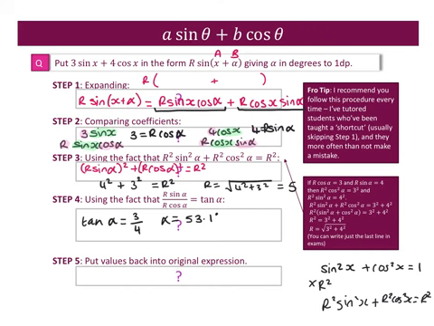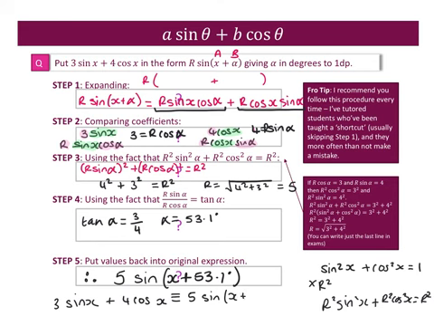So now I have all the information that I need. I have r, which is 5. I have alpha, which is 53.1. I can now write it in this form. So there we go: 5 sine of x plus 53.1 degrees. This is what 3 sine x plus 4 cos x is equivalent to.